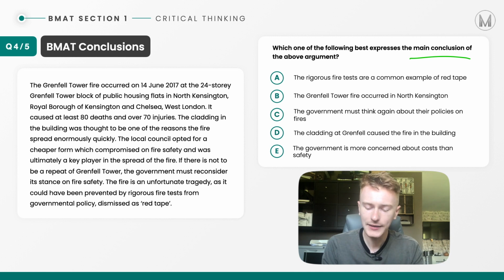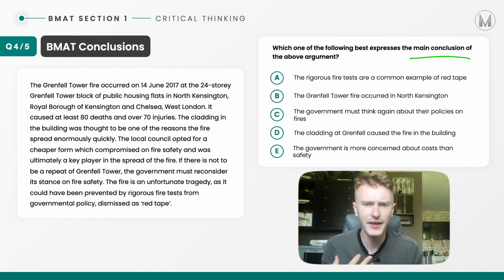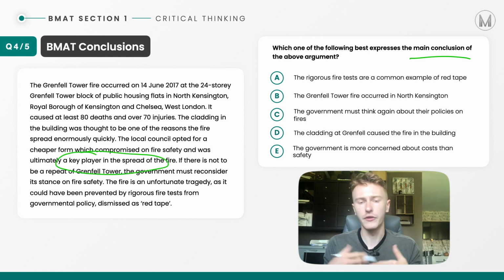He says that the cladding in the building was thought to be one of the reasons the fire spread enormously quickly. The use of the word enormously there suggests that he is very much in agreement that this was a quick fire, a devastating event, and we should be careful when using this cladding. He then says that the local council opted for a cheaper form which compromised fire safety. So he seems to be putting blame on the local council, and he says that this was ultimately a key player in the spread of the fire.